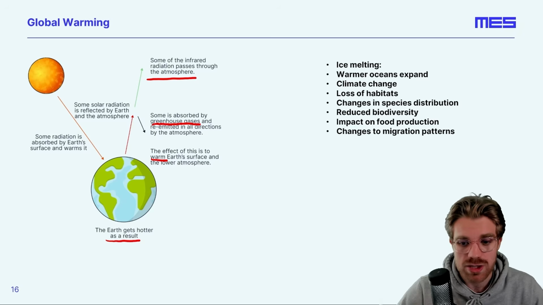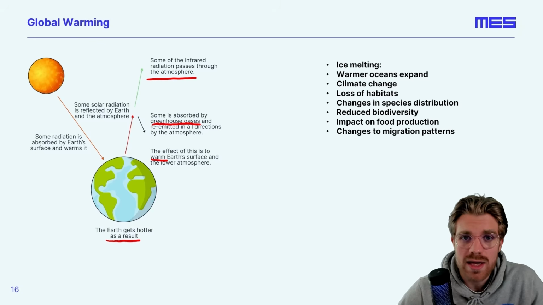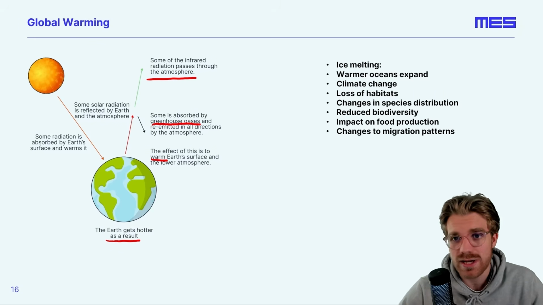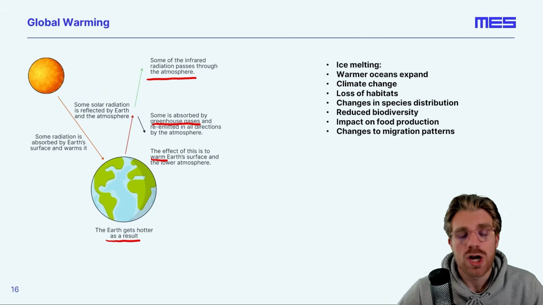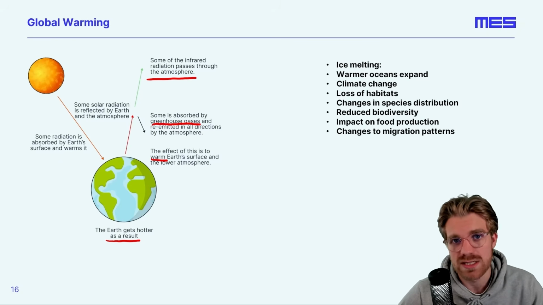And a change to migration patterns. As animals might find it harder to survive in certain regions, some birds may move to cooler regions if their usual habitats get too warm or too cold potentially, if the extreme weather is disrupting their breeding and mating cycles. Global warming is having really serious consequences on nearly all ecosystems on Earth. And human activity is the main contributing factor towards increased global warming.